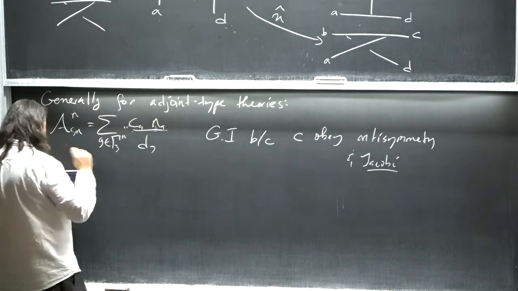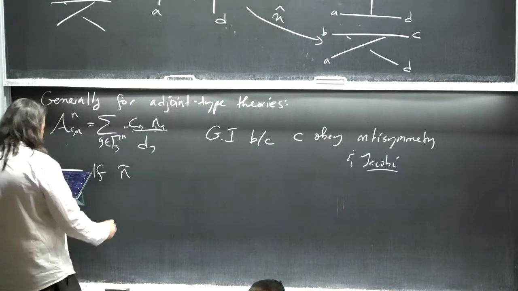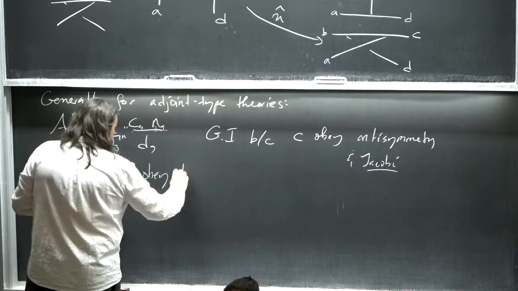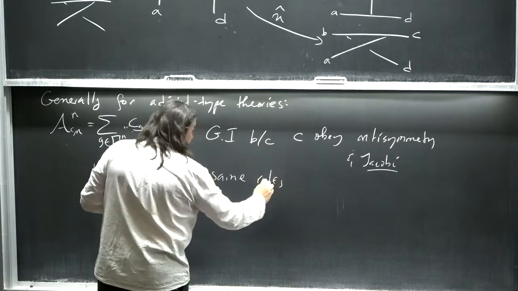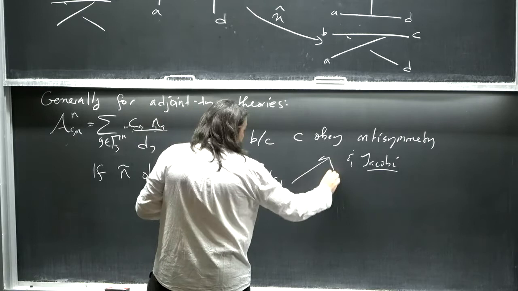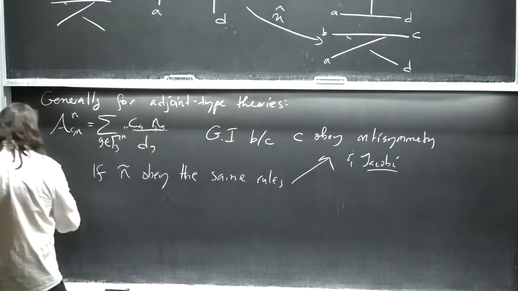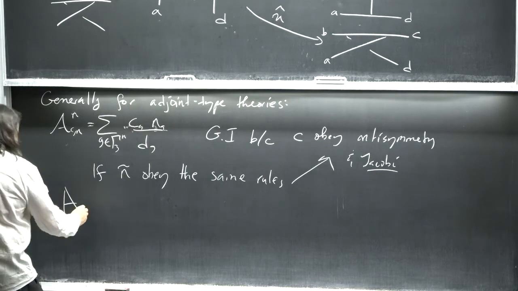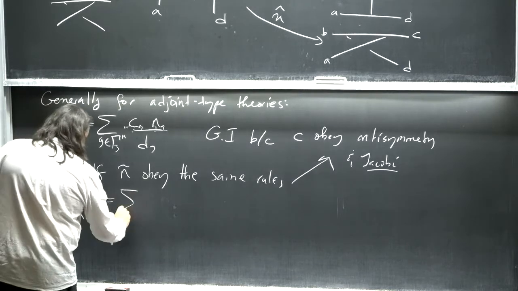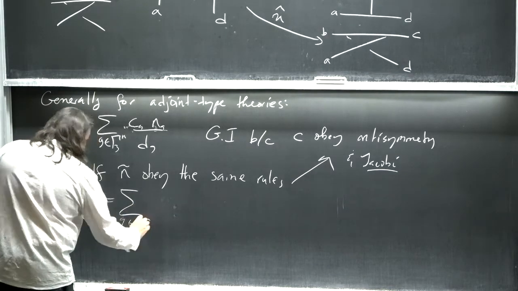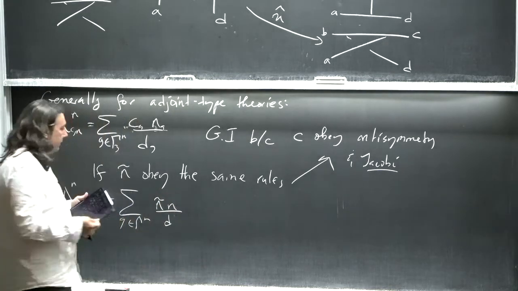Okay. If I have something else that obeys the same rules, the same algebraic rules, right? Anti-symmetry and Jacobi. Then I can build A with n and n tilde. This is also gauge invariant.